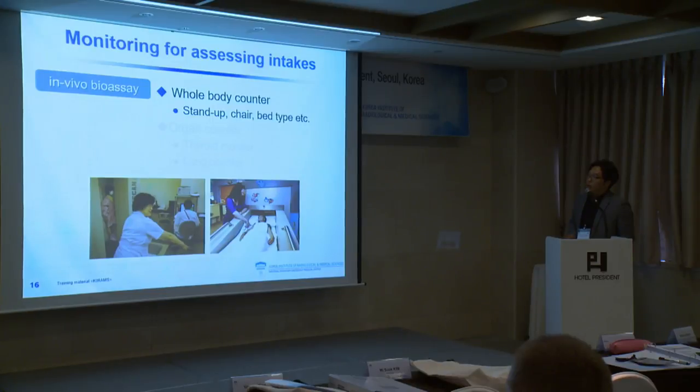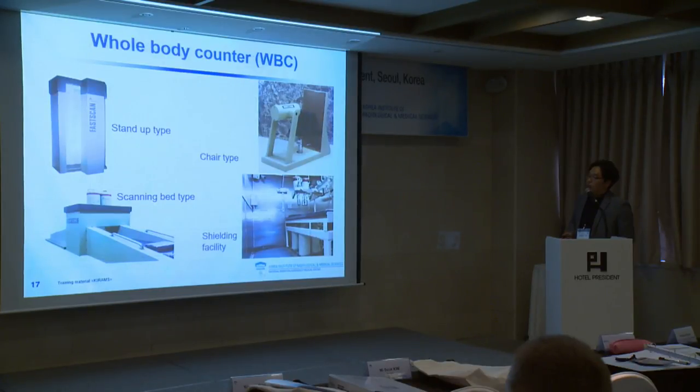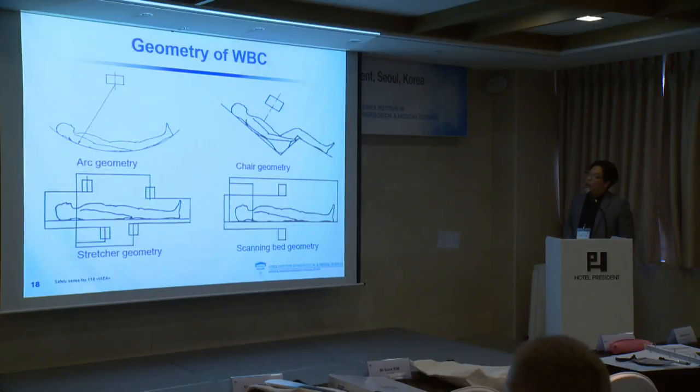In vivo bioassay, the whole body counter is the in vivo bioassay. You can see counting systems. There are several types used for whole body counting: this is a stand-up type, scanning bed, and chair type, depending on the position of the human body. And this is a shielding facility. And the geometry of a whole body counter: arc, stretcher, chair, scanning bed geometry.